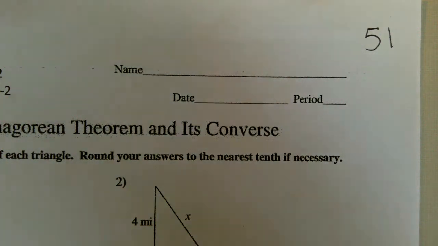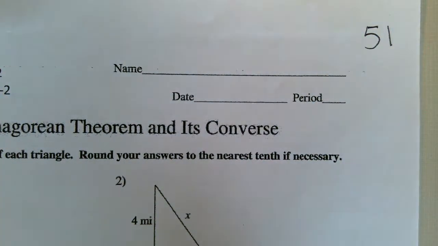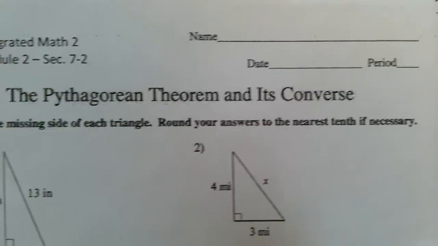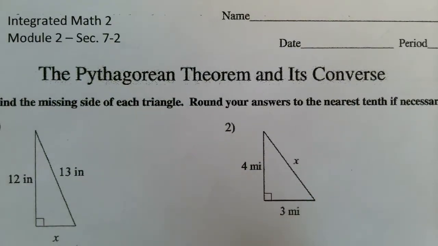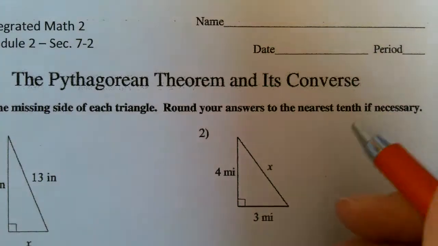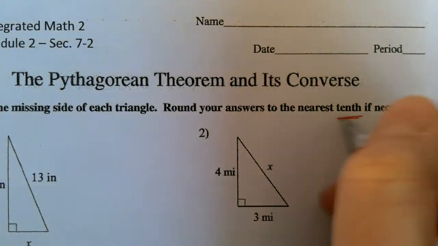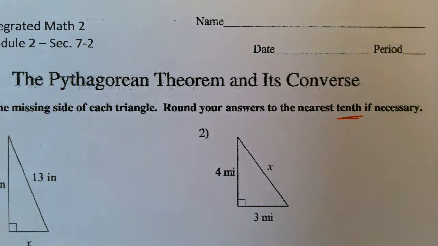We're on worksheet 51. We're working with Pythagorean Theorem. I highly recommend you have a calculator. It says the first set we're going to find the missing side of each triangle and round to the nearest tenth. How many decimal places is that? Nearest tenth. One decimal place.